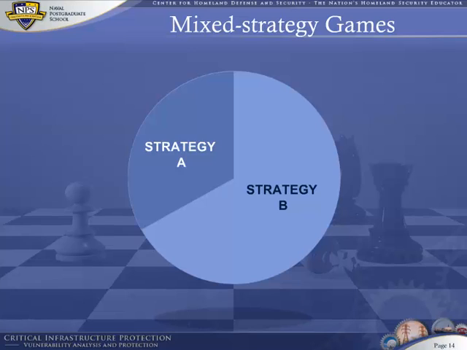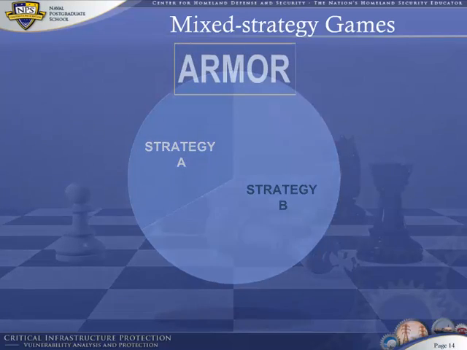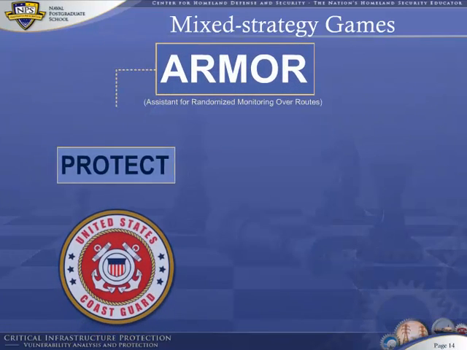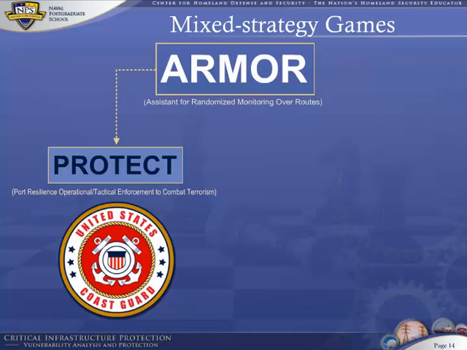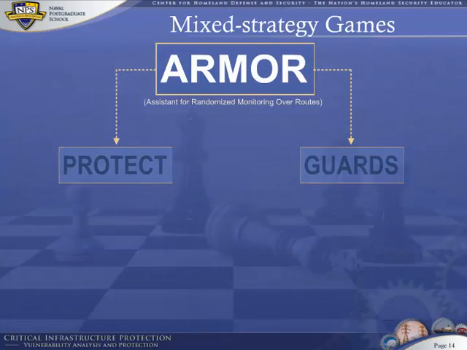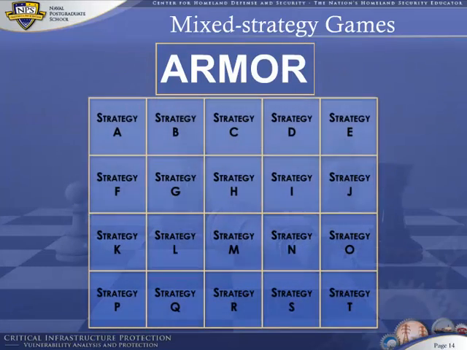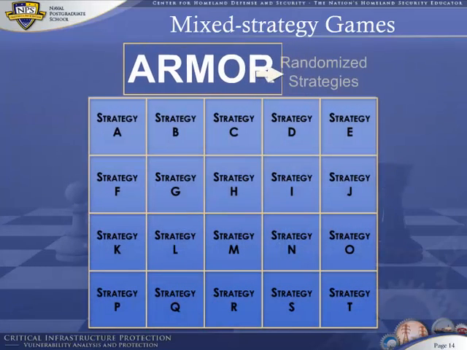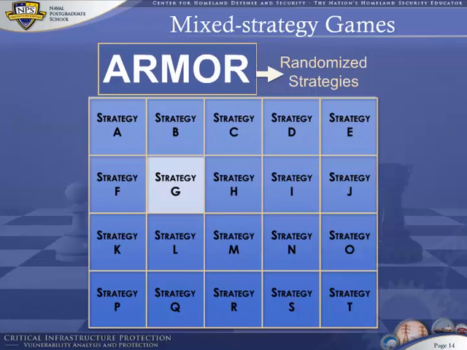Examples of mixed strategy game theory applications in Homeland Security are the ARMOR Protect, used by the U.S. Coast Guard, and GUARDS software, used by the TSA to allocate security resources in airports. These strategies use randomization to outwit terrorists. One of several strategies is selected every day at random, so the terrorist does not know which strategy is being deployed. The example here is a very simple illustration. In practice, there may be dozens of alternatives to choose from.